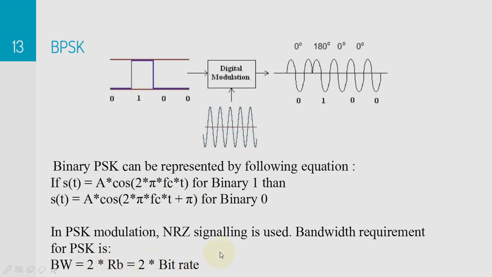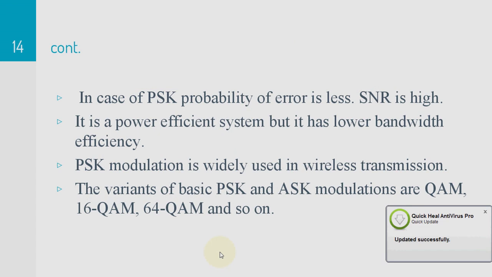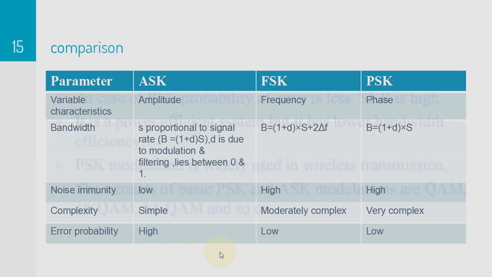BPSK, that is binary phase shift keying. The first input signal is the digital data, the second is the carrier frequency. For bit 0 the phase is 0 degrees, and for 1 the phase is reversed, therefore at 180 degrees. So for binary 1 it represents A cos of 2 pi fct, and for binary 0 A cos of 2 pi fct plus pi, and the bandwidth is equal to 2 into RB, that is 2 into the bit rate. In PSK, the probability of error is less and the signal to noise ratio is high.